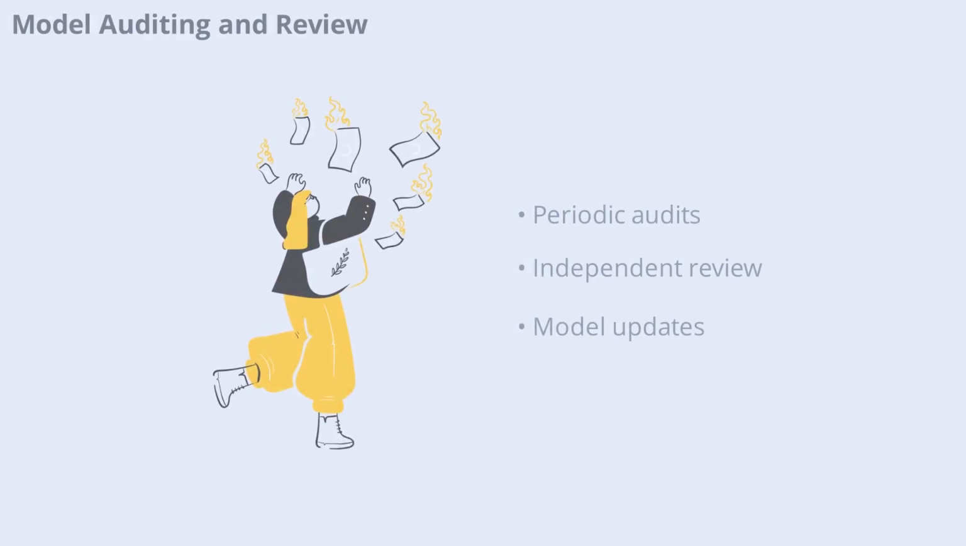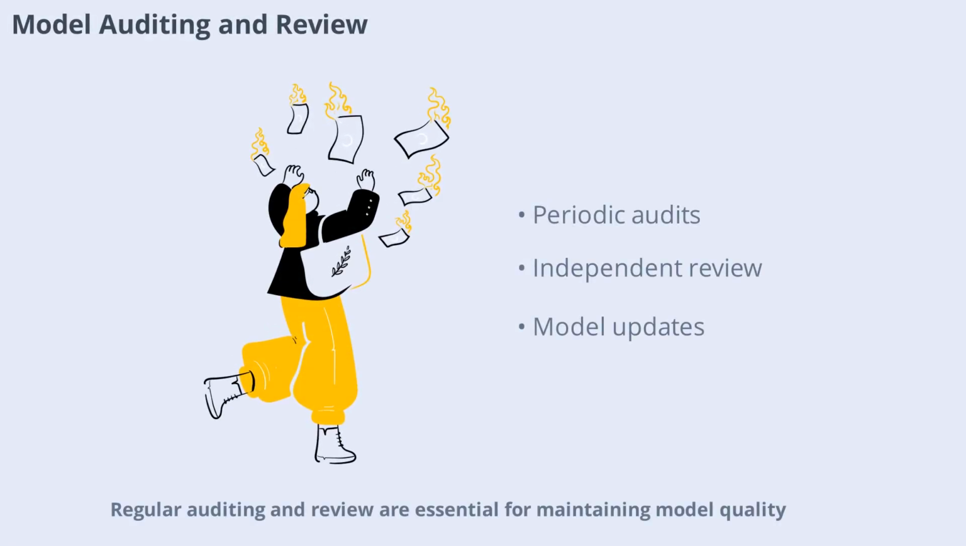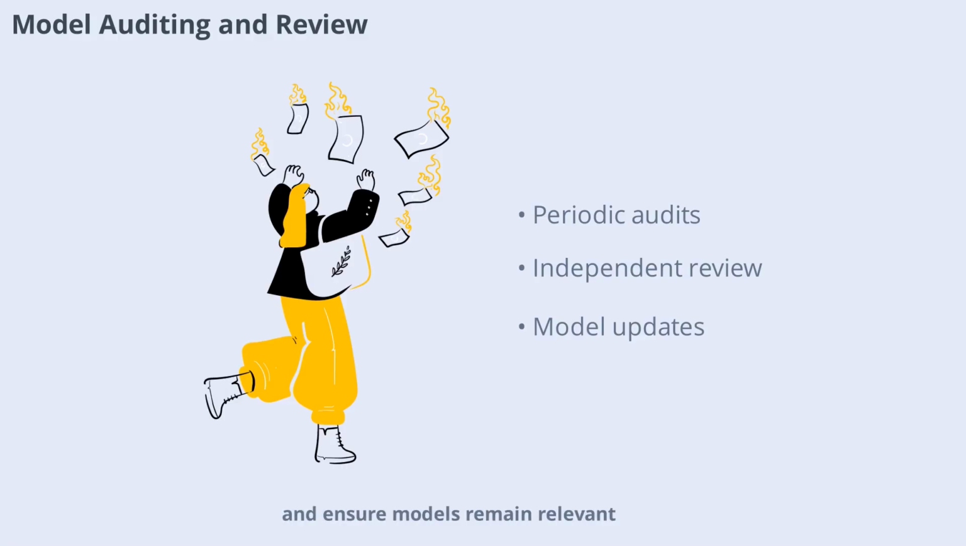Regular auditing and review are essential for maintaining model quality. Investment bankers should schedule periodic checks, involve independent reviewers, and update models as new information becomes available. This process helps catch errors, validate assumptions, and ensure models remain relevant. A strong review culture leads to more reliable and trusted outputs.